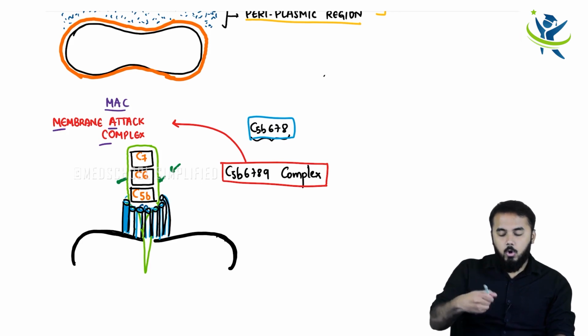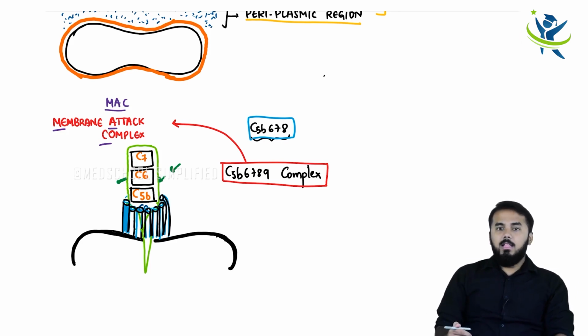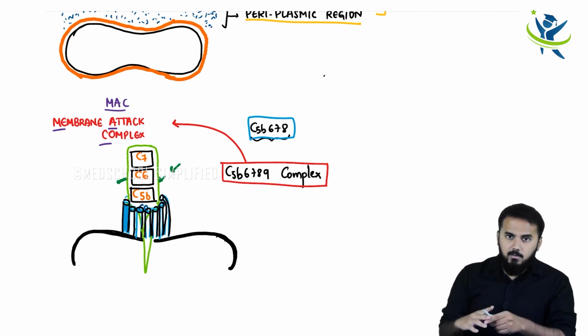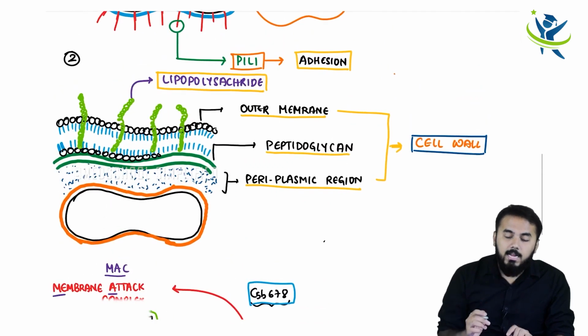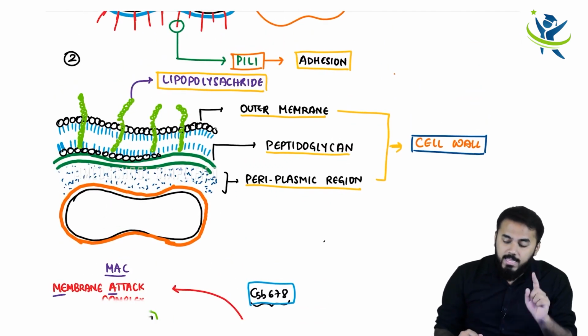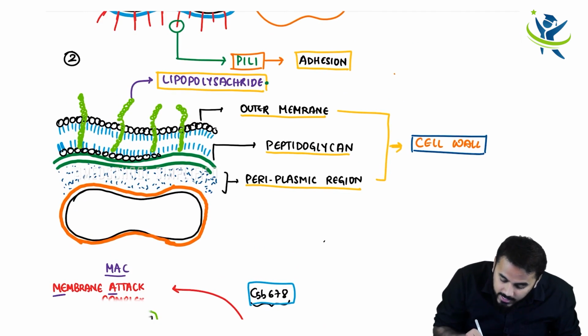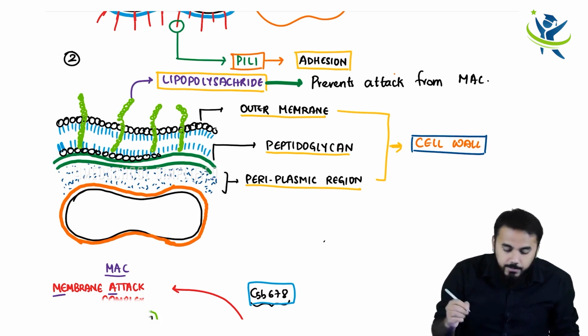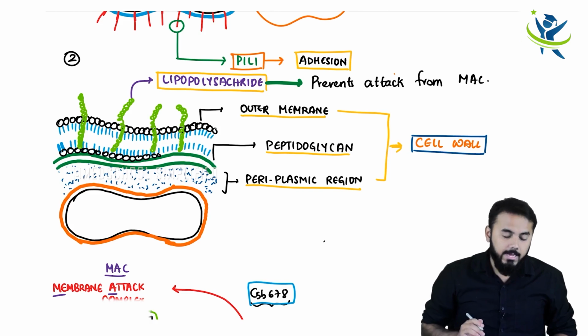Okay, so it is making holes within the bacterial cell wall, leading to the damage of the bacterial genetic material. If it is making holes, first of all it has to attach to the bacterial cell wall, but this lipopolysaccharide will prevent that attachment. Can I write like this, that lipopolysaccharide prevents attack from MAC? It prevents attack from the MAC, that is membrane attack complex.